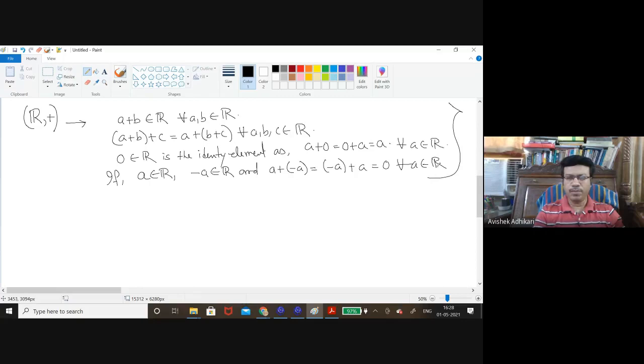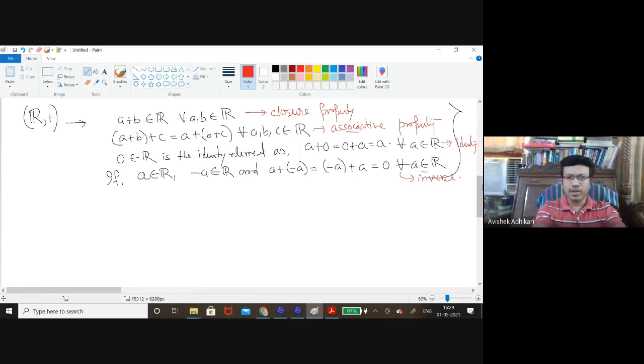So all the four properties that I have just mentioned are satisfied here. This property is known as the closure property. This is known as the associative property. This is known as identity, and this is known as inverse. So all the basic properties are satisfied here.